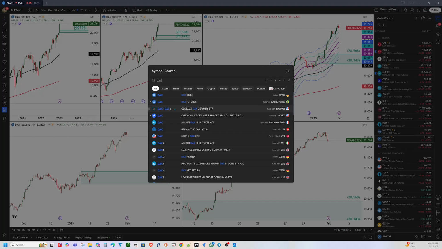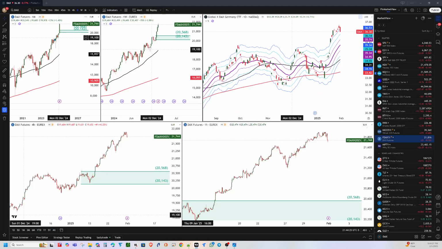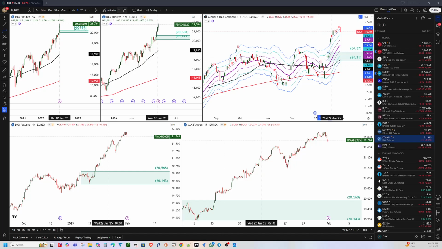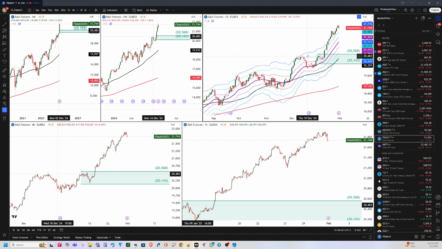to participate in this entry, we could go with the DAX German ETF. So the same area, which is under this area, which is 35. So basically a monthly uptrend, weekly uptrend, daily uptrend, and we'll pull back to this 35 area for further continuation back to 37 highs. So that collides with FDAX futures on the 20,568 high probability area.